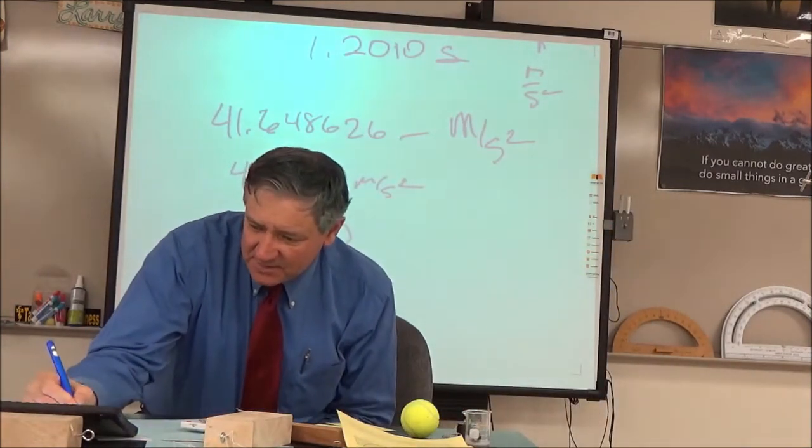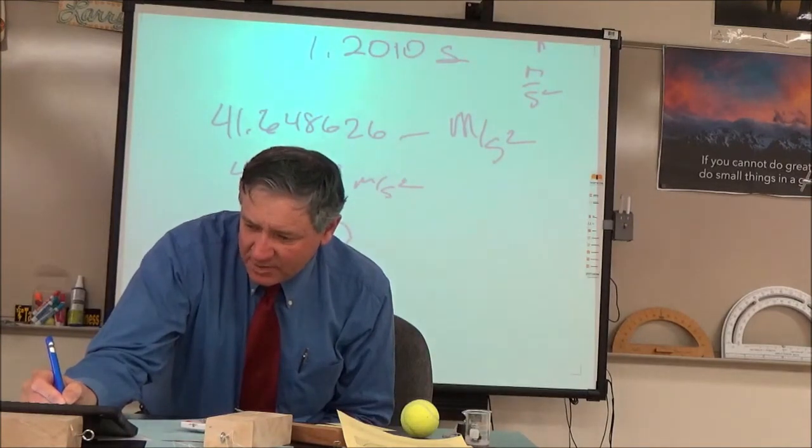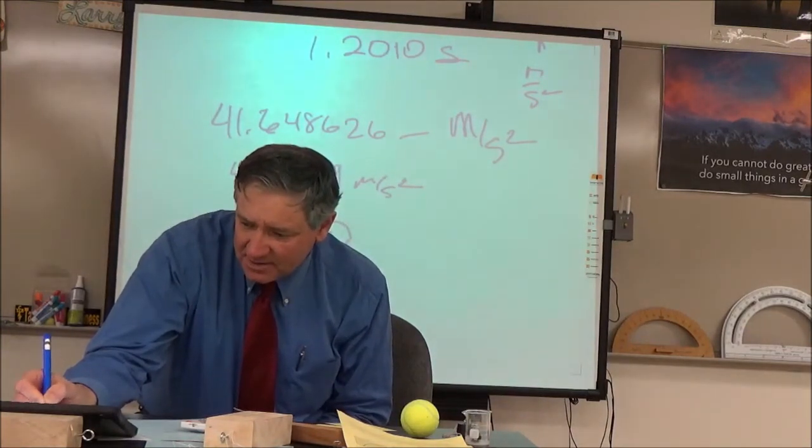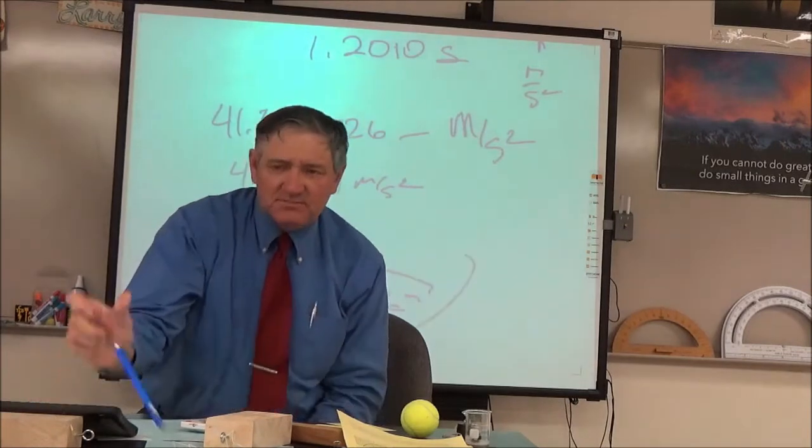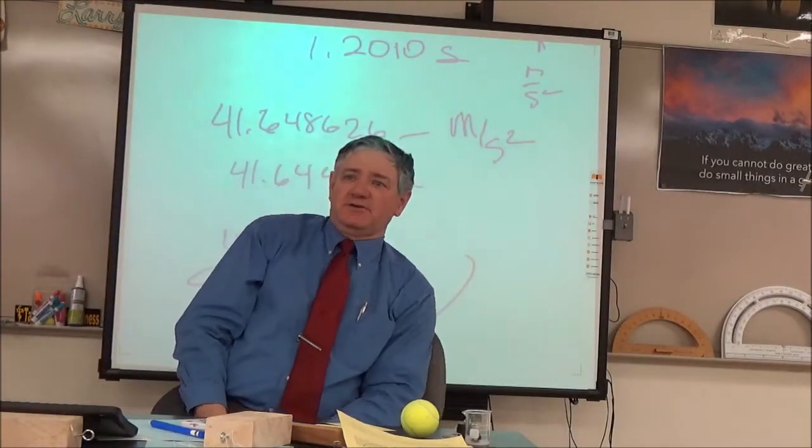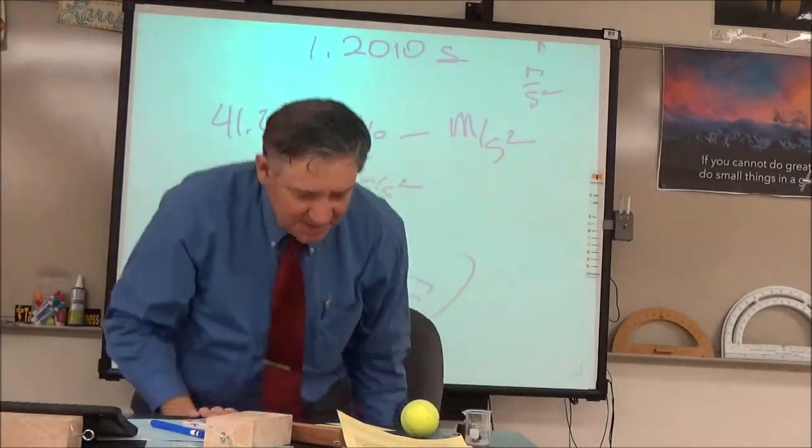So you got to round this up, so you got to write that as 41.650 meters per second squared. Got it? Good? Grand? Stop that for a second. Let me hand out the assignment.